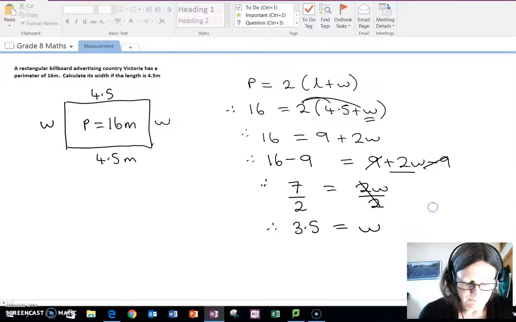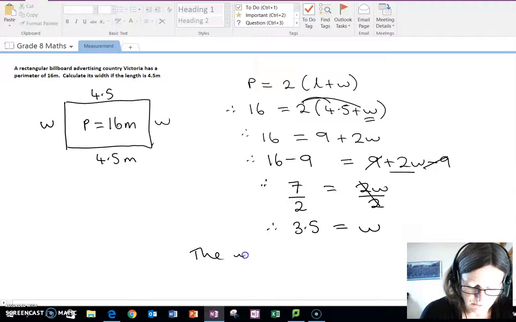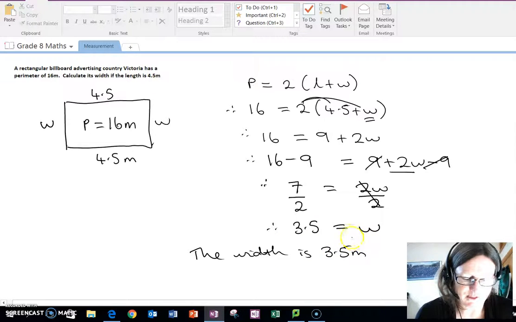So for this, calculate the width. The width of the rectangle is 3.5 meters. I write the answer as a sentence because the question is given in sentence form.